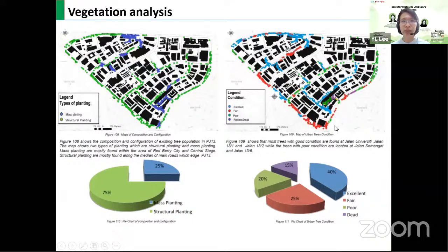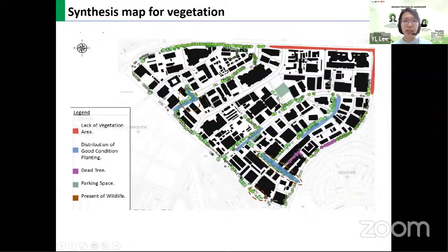You can combine the inventory and analysis map together, yeah? So the synthesis, the suggestions. When you look at the analysis part, what is the solution? What is your recommendation when we talk about synthesis? Let's say we look at the red line here, which is the lack of vegetation. So what is your solution?